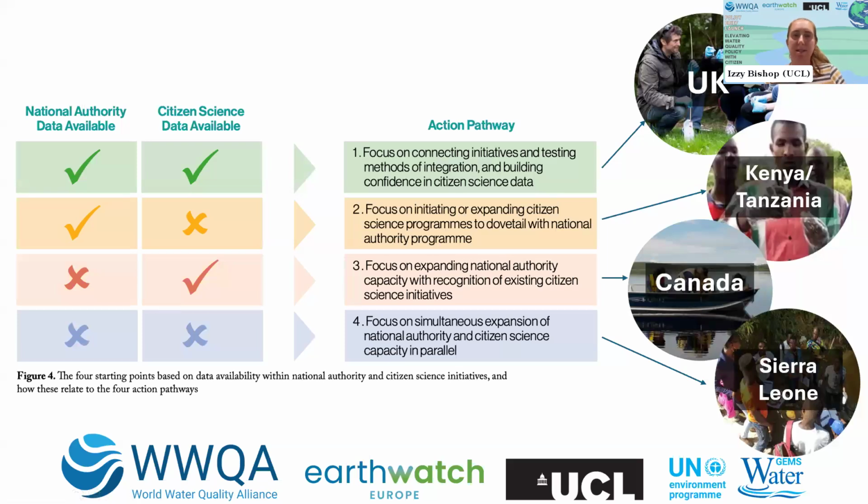So we brought these experiences together and discussed what had been effective and what hadn't, and came up with these 4 different action pathways based on the current availability of national authority and citizen science data in whatever context you sit in. So broadly speaking, the goal for all of these pathways is to eventually dovetail the design of citizen science and national authority monitoring programs. But the way that you get there and which priorities you address in which order is different in each case.